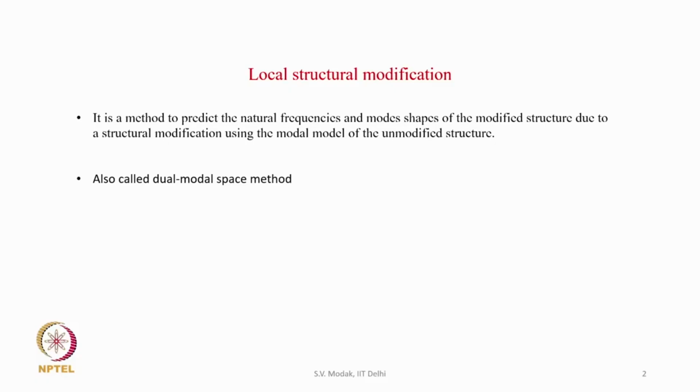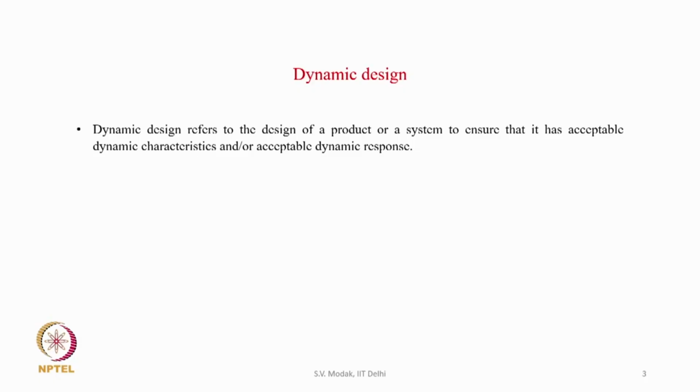This method is also called the dual model space method. When we study its formulation, we will be able to understand why it is called the dual model space method. Now the question is what is the application of this capability to predict the effect of structural changes on the dynamic characteristics. This will be useful in the process of dynamic design. Dynamic design refers to the design of a product or a system to ensure that it has acceptable dynamic characteristics and/or acceptable dynamic response.